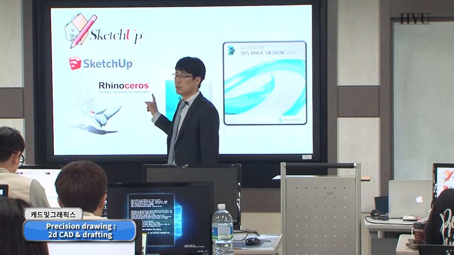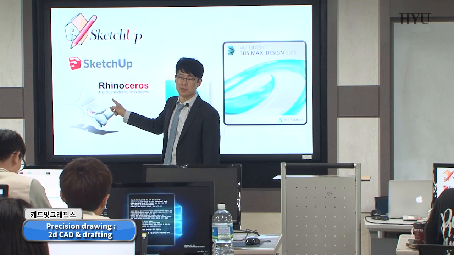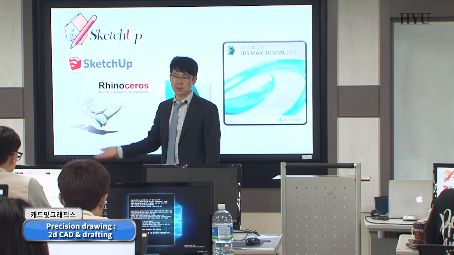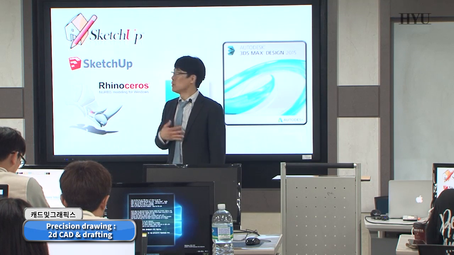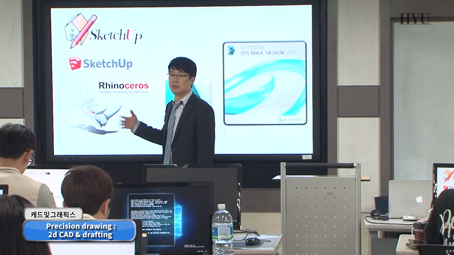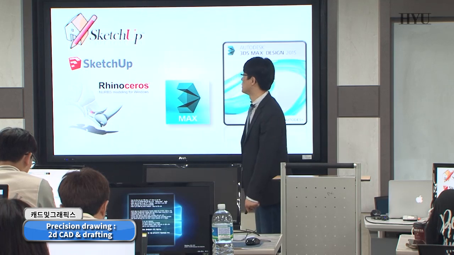NURBS modeling for Windows. NURBS means non-uniform rational B-spline, which means very, very smooth, complicated curve lines, okay? Very well-defined curve lines can be represented, defined, and visualized by Rhino. That's the power of Rhino.